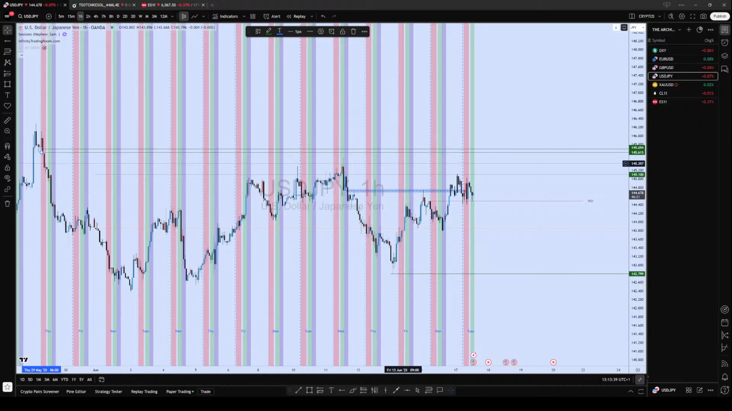Okay, so I would prefer to even go a little bit more higher and then make a run for this low, that low, and this low. These are all engineered lows, so they're gonna come back for it.